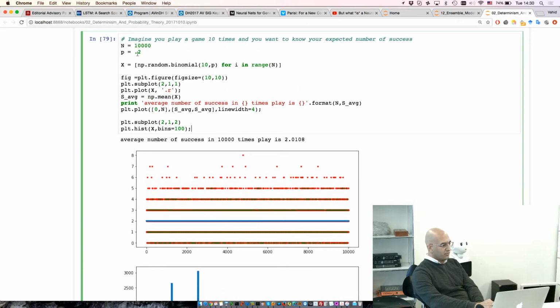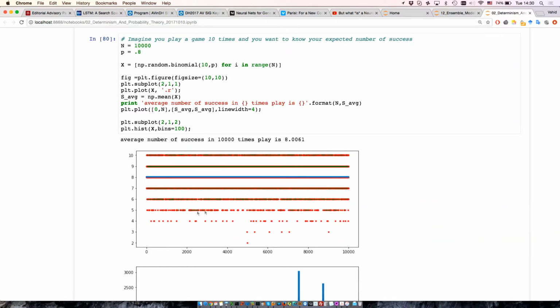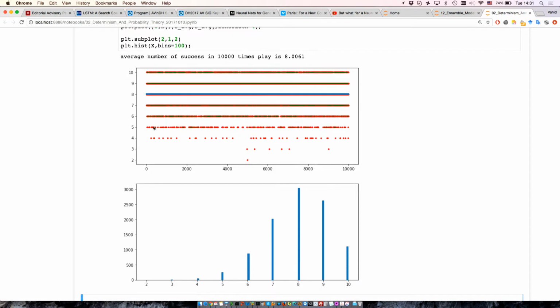And what happens if you just change it to 8? Definitely it should be 8, right? And then this is the average number of successes you had in these games, in 10 games every time. You see that it has a distribution around the average, but the median value is 8. So this is the meaning of expected value. And the variance is the distribution of these values around the mean value. This is the notion of variance.